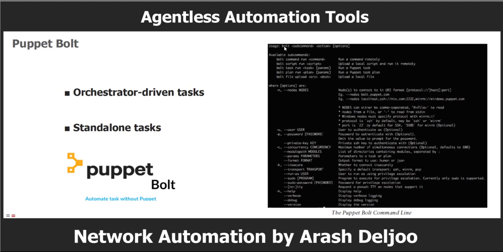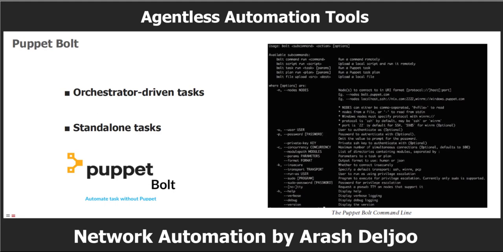Okay, here as you can see, we have bolt, subcommand, action, and also we have the options. For example, bolt command run then the command. Okay, and after that, in addition to manually running the command, you can construct scripts that contain multiple commands. You can construct this script in Python, Ruby, or any other scripting language that the device can interpret.